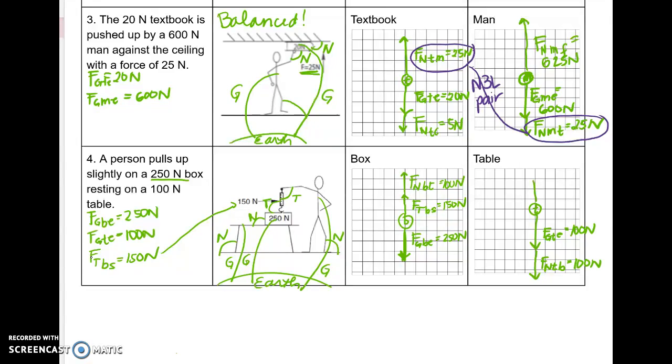So that means that the normal force on the table from the floor is happening at 200 newtons. And then once again, we have the normal force on the box by the table, and then we also have the same force, the same values, and that is the Newton's third law pair.